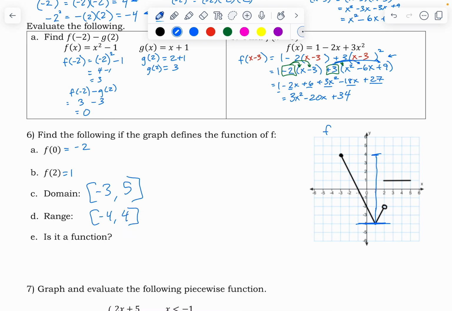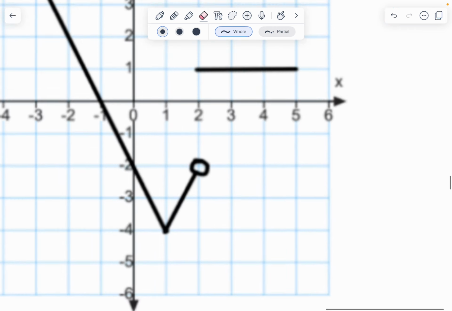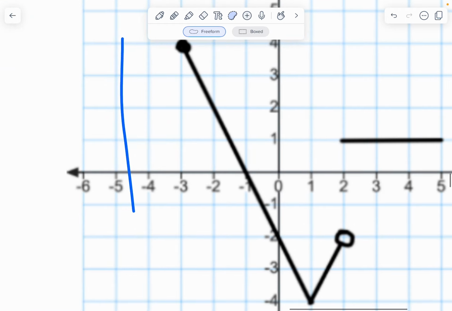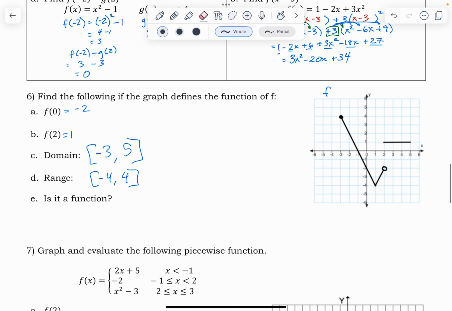Is it a function? Well, does it pass the vertical line test? Yes, it does. So if I take a vertical line, well, pretend that's vertical, it's really not, and I drag it all around. Here you think, oh, well, it's an open circle and a closed circle, we're fine. So everywhere it just hits in one spot. Is it a function? The answer is yes.